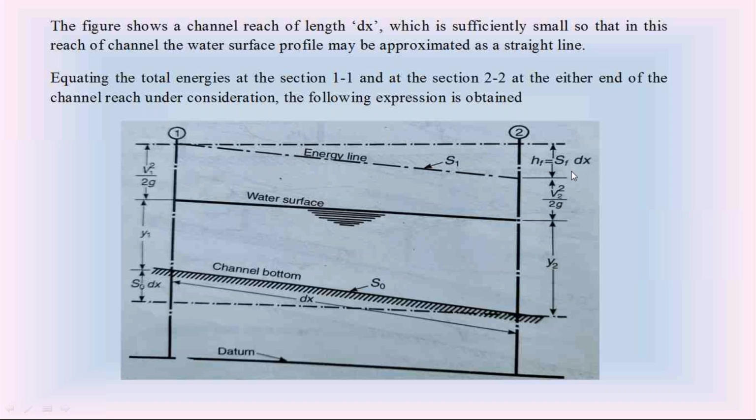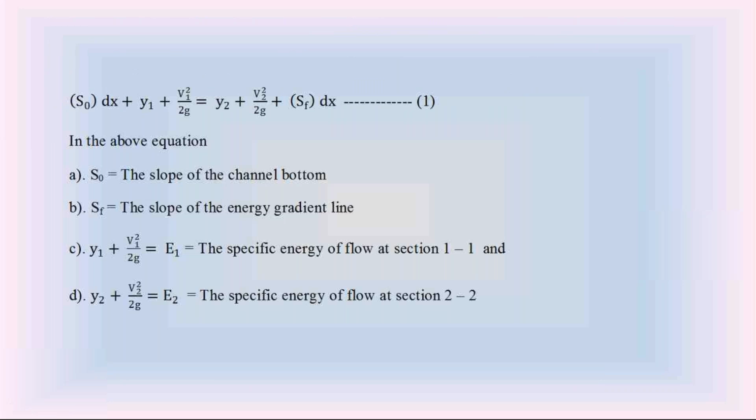So apply Bernoulli's equation at section 1 and section 2. According to that, the total energy at section 1 is equal to the total energy at section 2. So you will get this equation. As per Bernoulli's principle, between section 1 and section 2, this is the energy equation: S naught into dx, the potential head at section 1, plus y1, the pressure head at section 1, plus v1 square by 2g, the kinetic head at section 1, is equal to y2, the pressure head at section 2, plus v2 square by 2g, the kinetic head at section 2, plus Sf into dx, the loss hf.